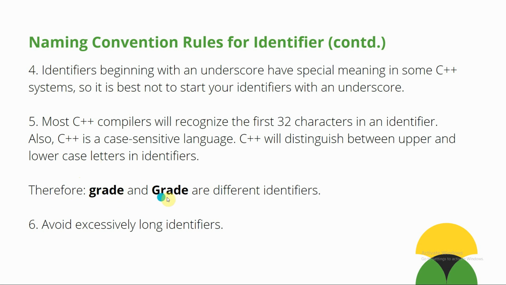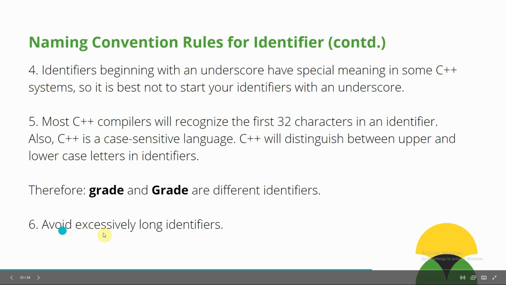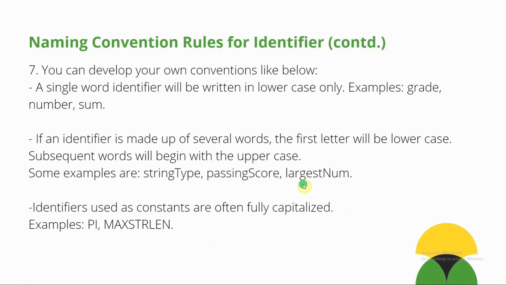So this is an example of grade and Grade, given that this one is an uppercase G. These are different identifiers in its basic sense. And also avoid excessively long identifiers. So the next convention rule, again, is developing your own conventions like below. A single word identifier can be written in lowercase only. Examples are grade, number, and sum.